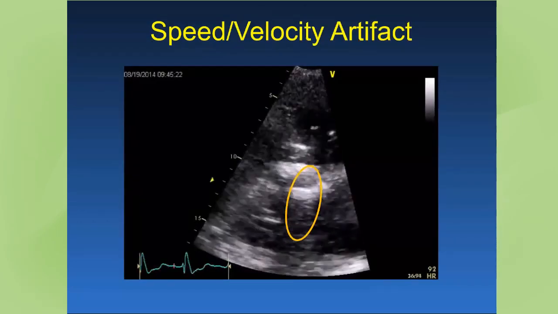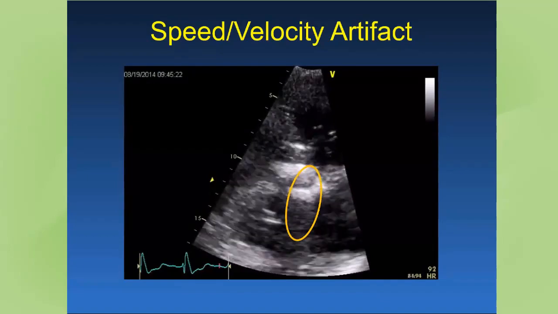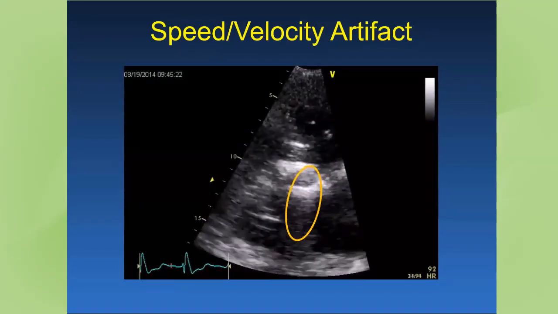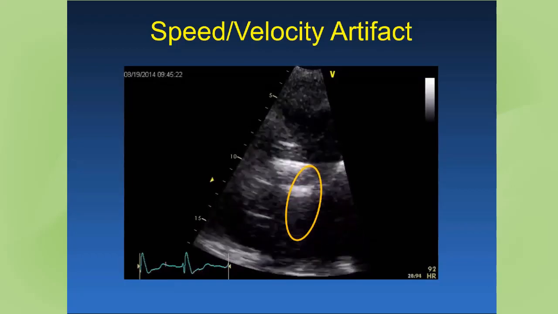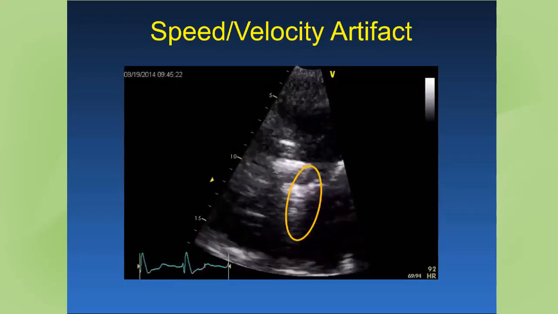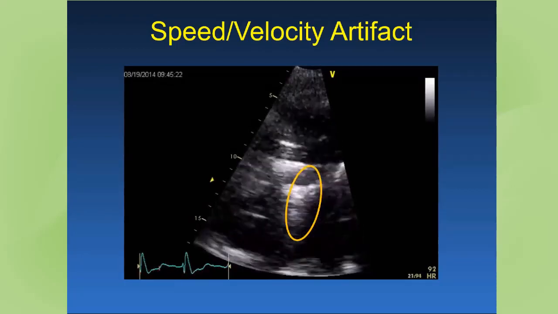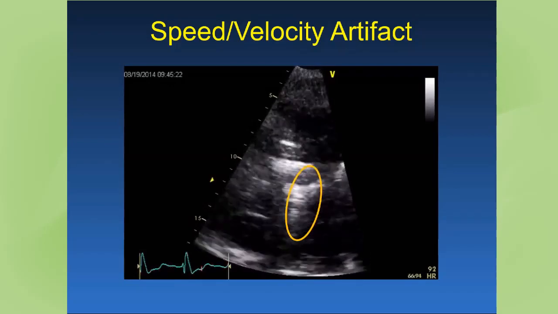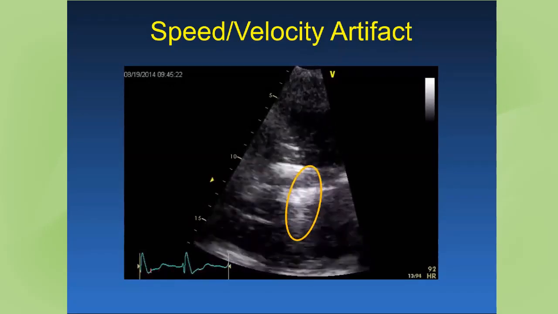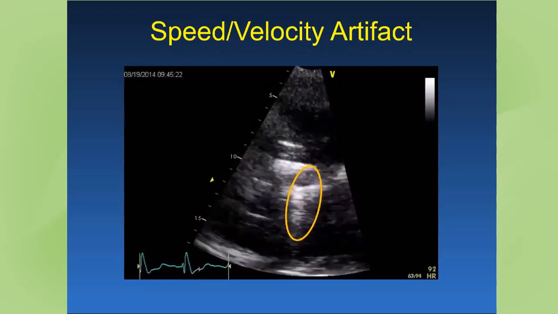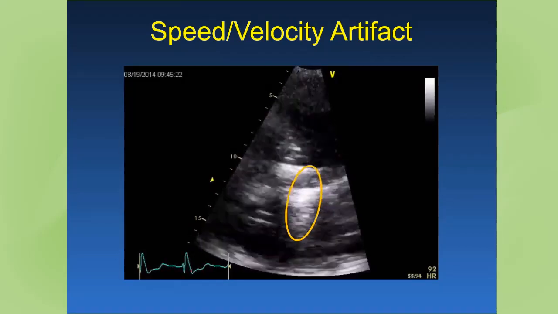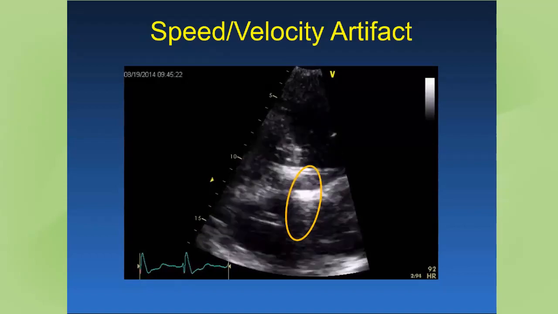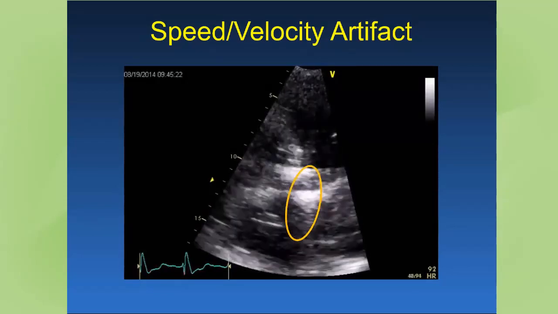Now we have to use our imaginations in this. And I helped us out a little bit by putting an oval on our picture here. And we can sort of see this artifact. Just go with me on this, that it looks like an oval. It's stretched out. And this is a speed velocity artifact due to the slow propagation velocity of the silicone ball. And so those are the two reasons why we can't see the ball.